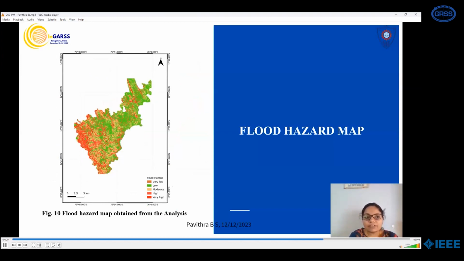In this map, the flood hazard area is divided into 5 parts: very low, low, moderate, high and very high risk of flooding. Brown and dark red color show the very low and very high risk of flooding zones respectively. And the flood hazard map was exported.